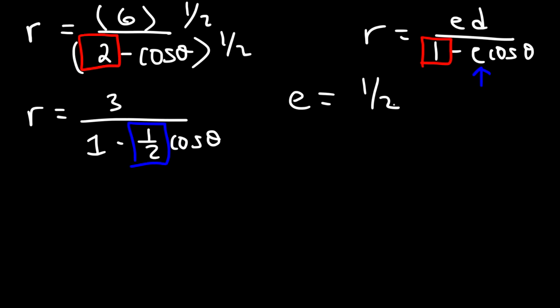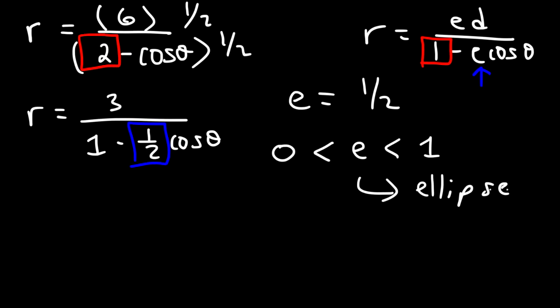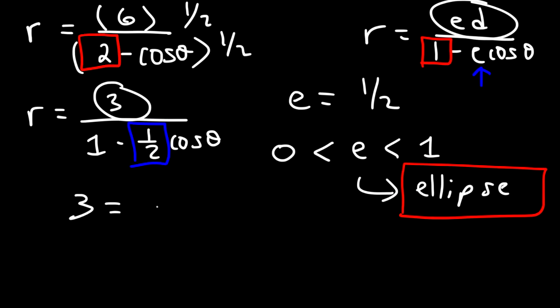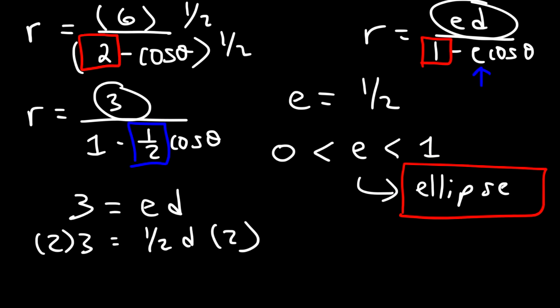So if e is 1/2, what type of conic section do I have? Is it an ellipse, a hyperbola, or a parabola? Because e is between 0 and 1, the conic section is an ellipse. So that gives me a good idea of how to graph it. Now the next thing I need to calculate is d. So 3 is equal to e times d, and e is 1/2. So I'm going to multiply both sides by 2. 2 times 3 is 6, 1/2 times 2 is 1, so d is equal to 6.